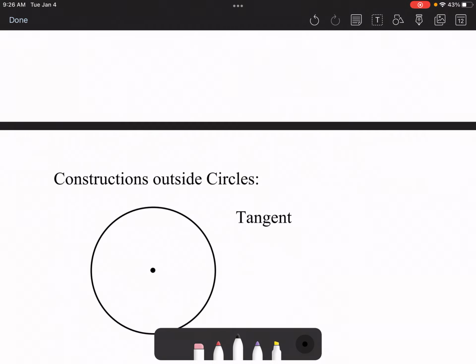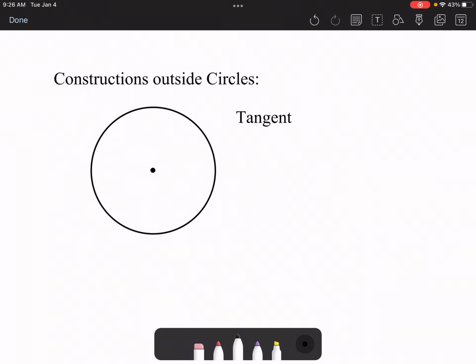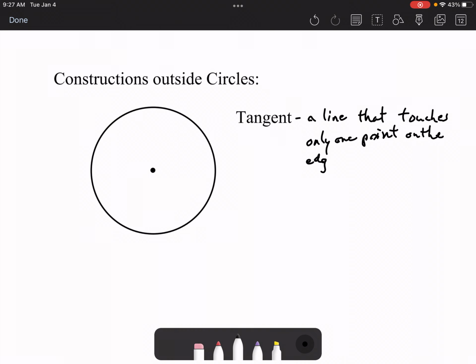Okay, one last construction. The last construction is actually outside of a circle, and it is called a tangent. A tangent is a line that touches only one point on the edge of a circle and is perpendicular to the radius.